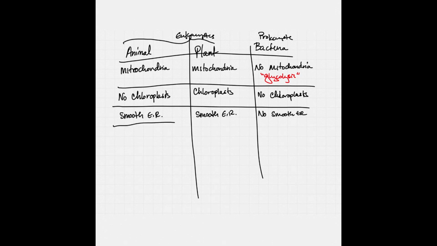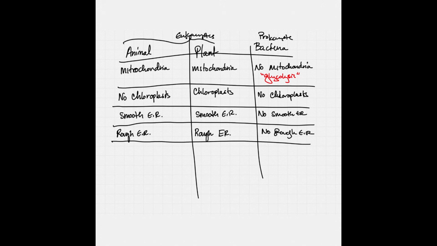The bacteria list is going to be super easy to remember. The next one is the rough ER, which is that sort of studded with the ribosomes to make proteins. Animals have rough ER. Plant cells also need to make proteins, so they have a rough ER. Bacteria, again, no membrane-bound organelles, so no rough ER.